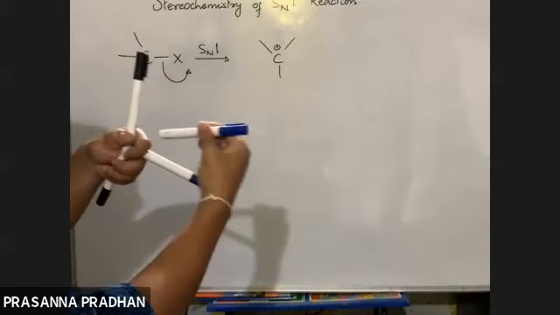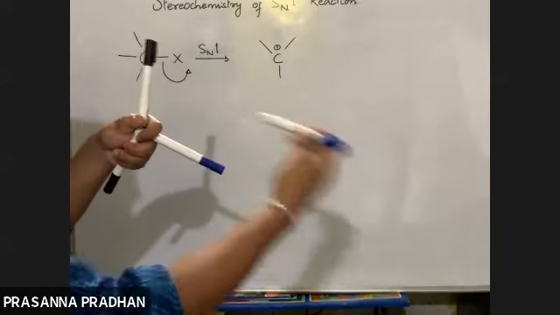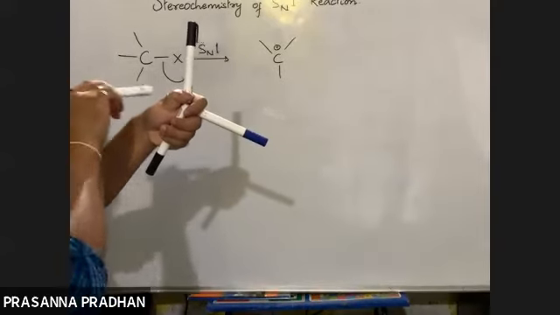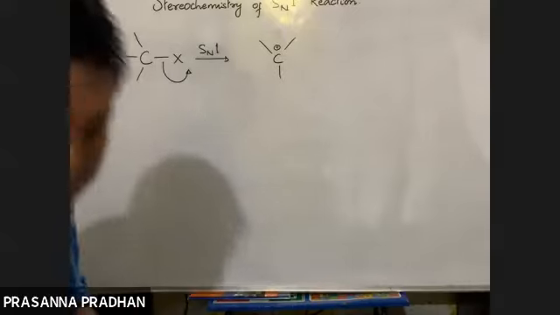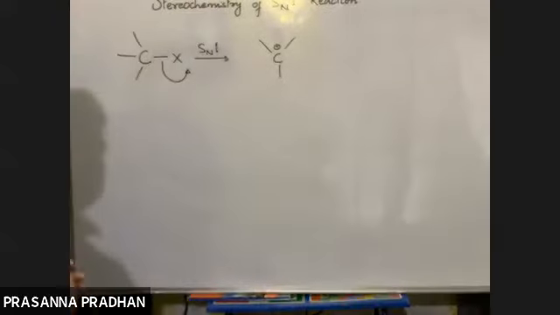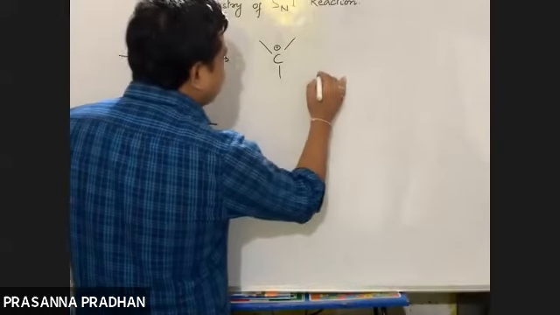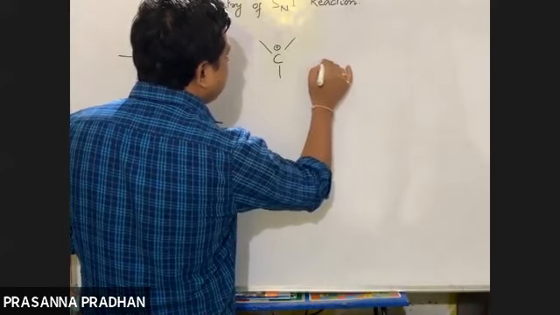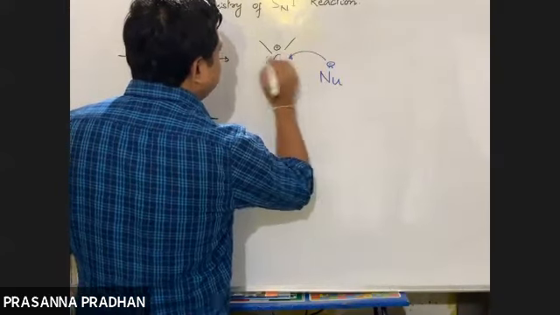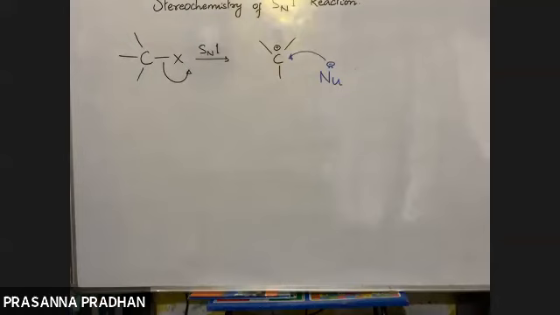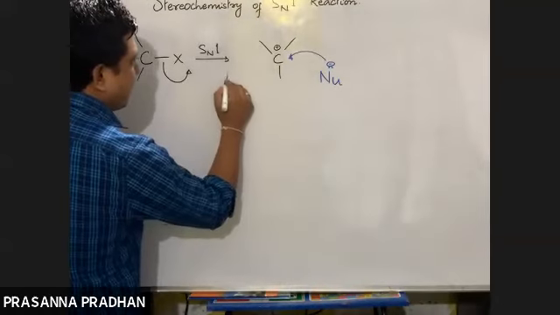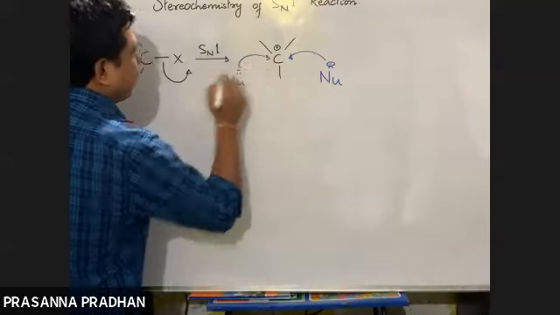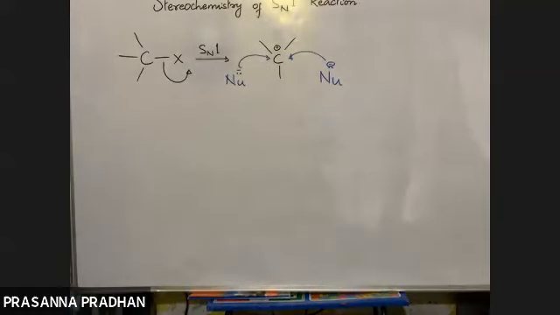The nucleophile can attack from the side of the leaving group. The leaving group was departing from this direction. The nucleophile can attack the carbocation from the same side, or it can attack from the opposite side. So there are two possibilities here. Number one, the nucleophile can attack this carbocation from the same side of the leaving group like this. Or the nucleophile can attack from the opposite side of the leaving group.